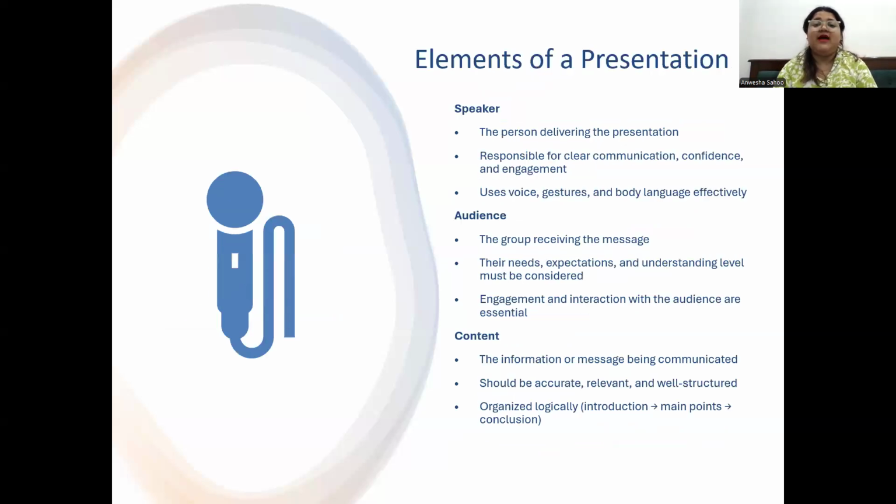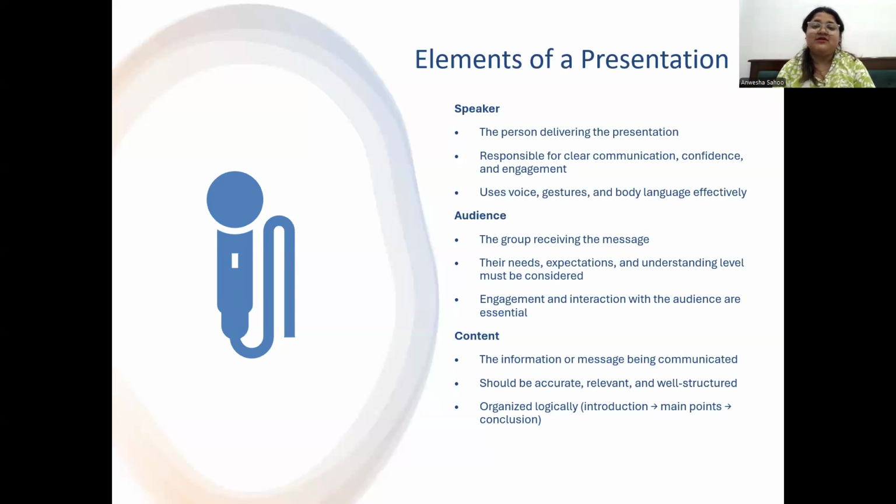Moving forward, what are the elements of a presentation? The elements of a presentation are speaker, audience, content. So who is a speaker? The person delivering the presentation, responsible for clear communication, confidence, and engagement. The speaker uses voice, gestures, body language effectively. Audience, the group receiving the message, that is, in this case, you as a student. Their needs, expectations, and understanding level must be considered. Engagement and interaction with the audience are essential.